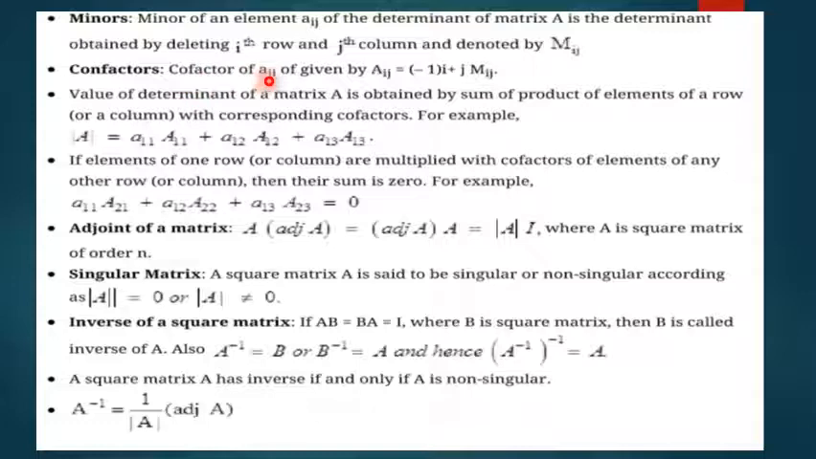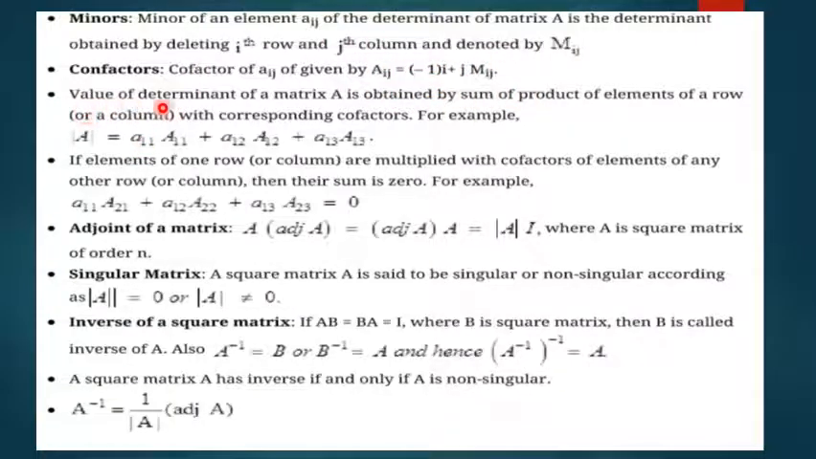Cofactors of aij of a given matrix, that is the determinant by aij, is (-1)^(i+j) times Mij. There is a formula, children. No need to learn it, you'll remember it. Okay, I will tell you how to do it.